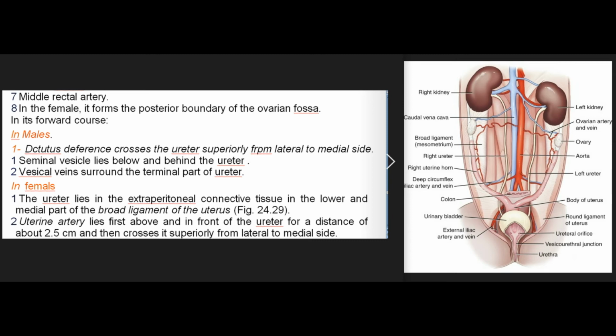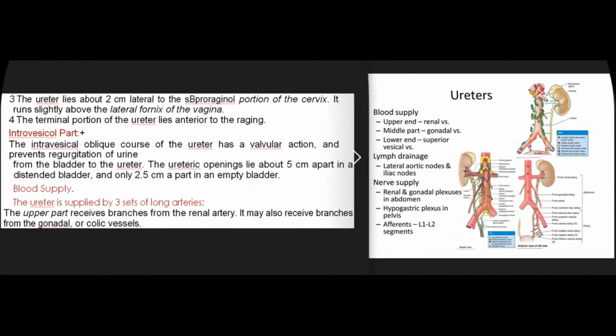In females, 1. The ureter lies in the extraperitoneal connective tissue in the lower and medial part of the broad ligament of the uterus. 2. Uterine artery lies first above and in front of the ureter for a distance of about 2.5 cm and then crosses it superiorly from lateral to medial side. 3. The ureter lies about 2 cm lateral to the supravaginal portion of the cervix. It runs slightly above the lateral fornix of the vagina. 4. The terminal portion of the ureter lies anterior to the vagina, reaching the intravesical part.